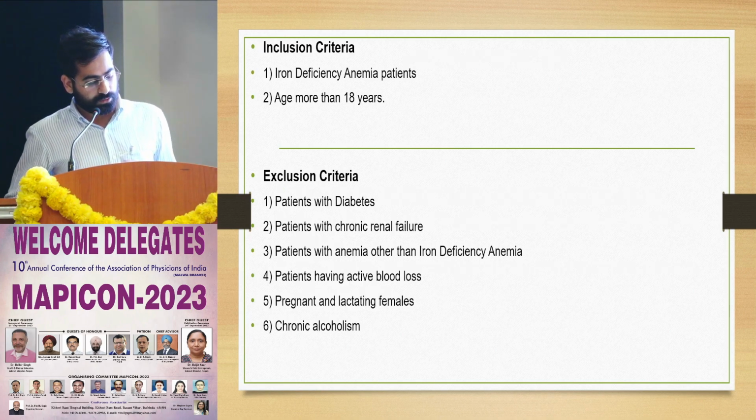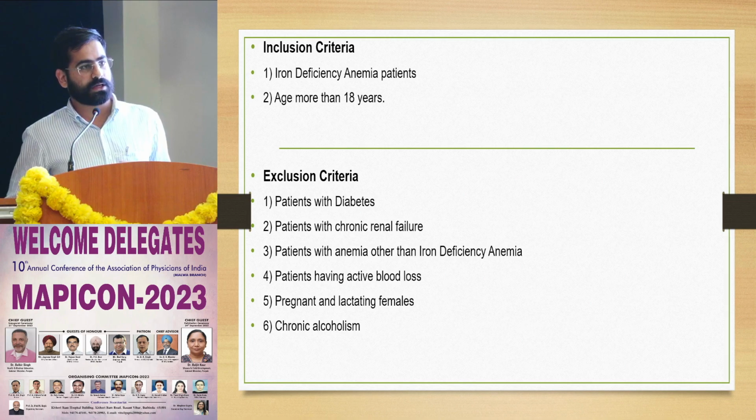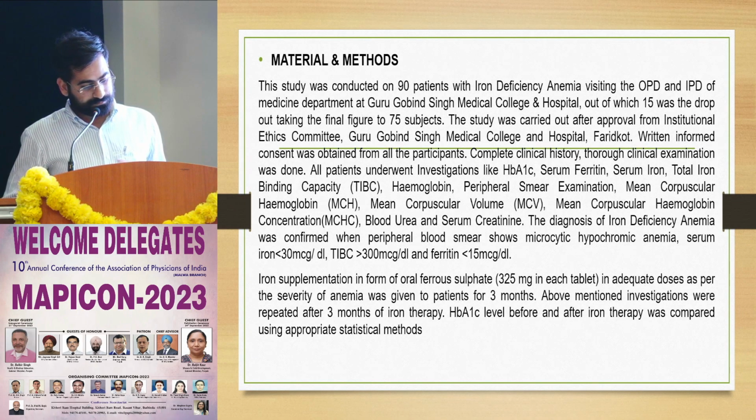Inclusion criteria include iron deficiency anemia patients, and second is age more than 18 years of any gender. Exclusion criteria: patients with diabetes, patients with chronic renal failure, patients with anemia other than the iron deficiency anemia, patients who have active blood loss, pregnant and lactating females, and chronic alcoholism.